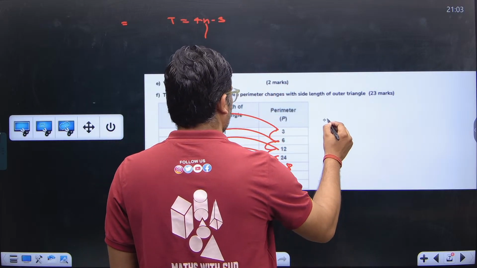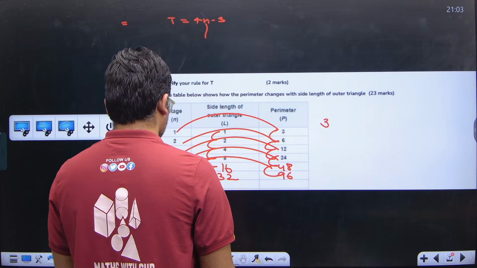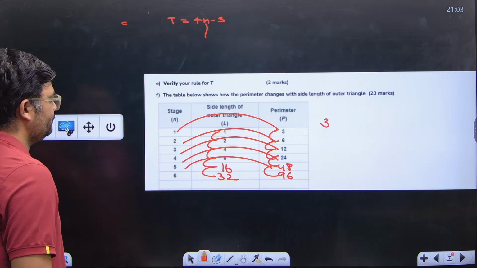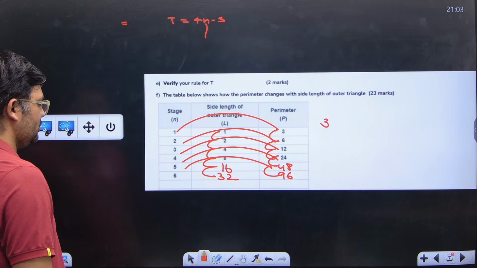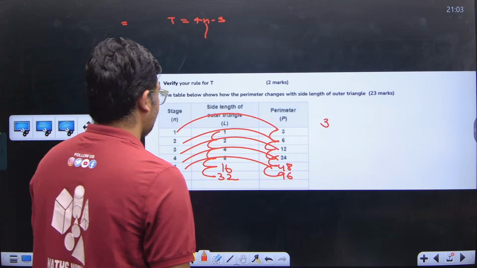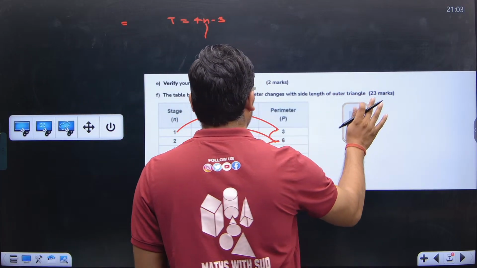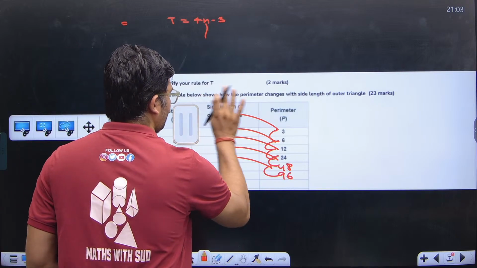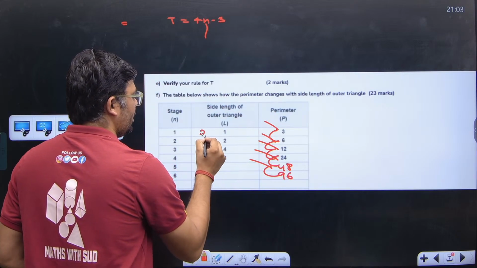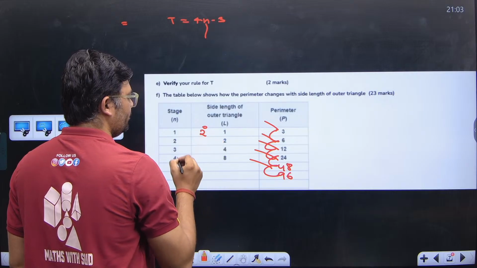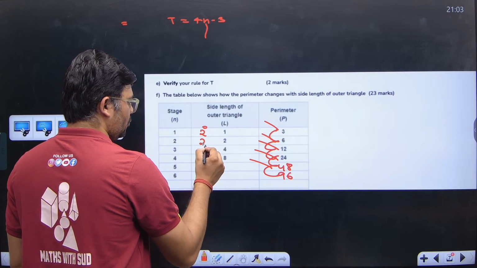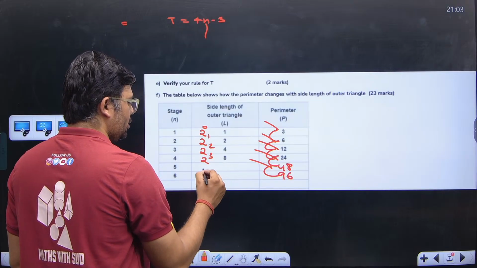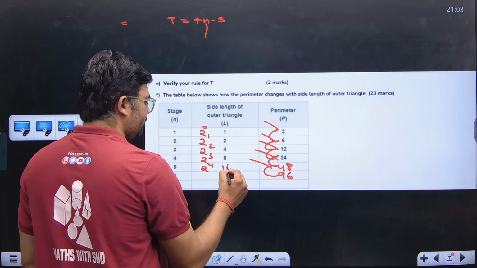So 3 into stage n, side length. If I look at it carefully, I can understand that this can be written as 2 to the power 0, 2 to the power 1, 2 to the power 2, 2 to the power 3, 2 to the power 4. Are you getting it?